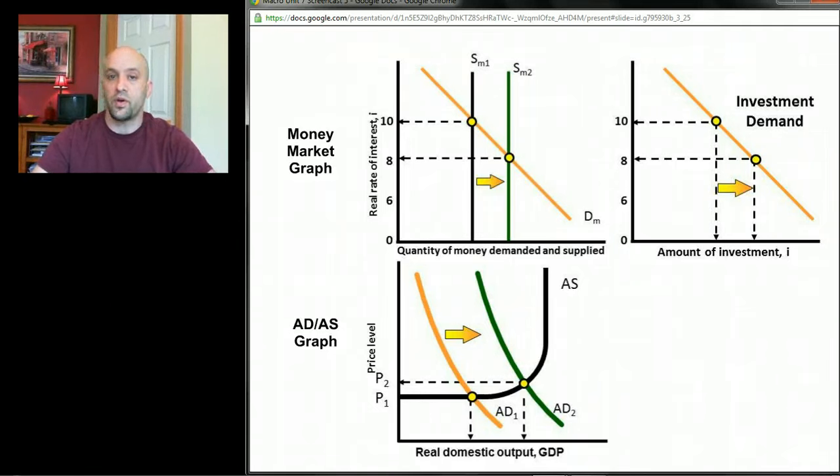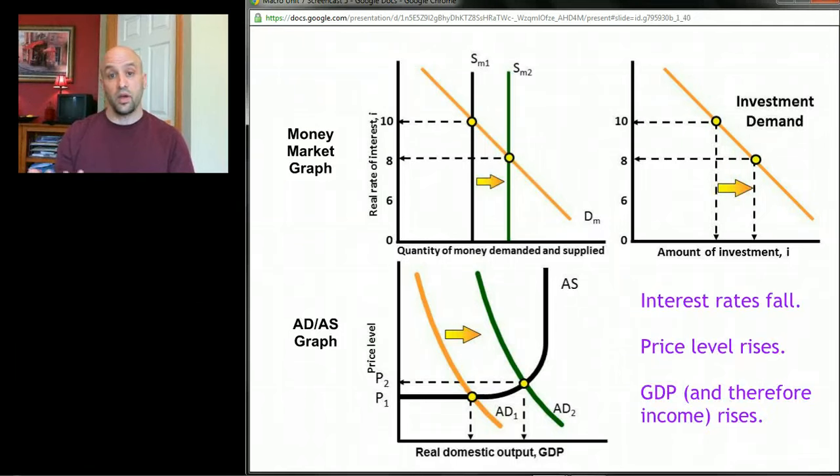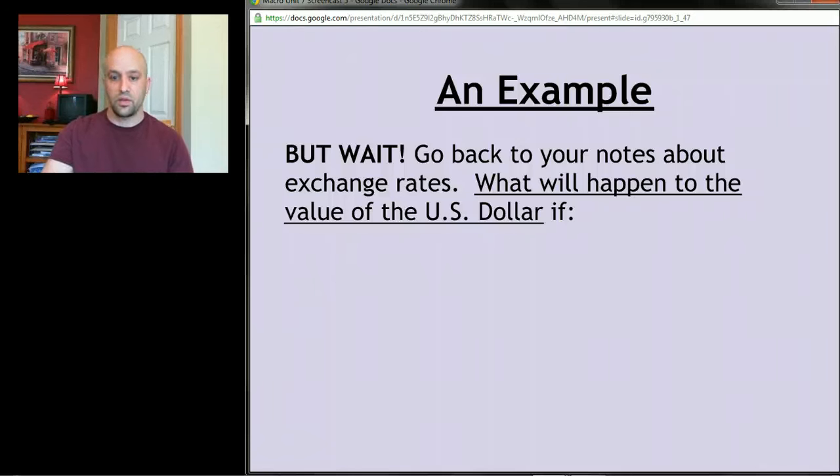Shifting over to the graph on the right, when interest rates go down, the quantity of investment, big I, goes up. Shifting to the bottom graph, when big I goes up, when investment goes up, that increases aggregate demand, and that has an effect on price levels and GDP. So an easy money policy is going to make interest rates fall, it's going to make price levels rise, it's going to make GDP and therefore incomes rise as well. So in this example, we can make predictions about those things.